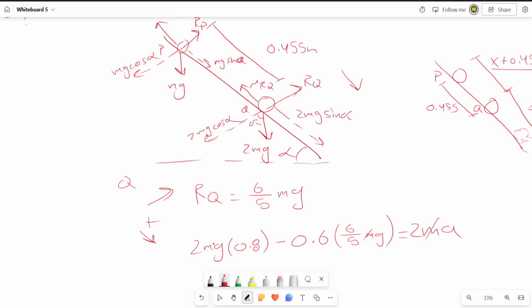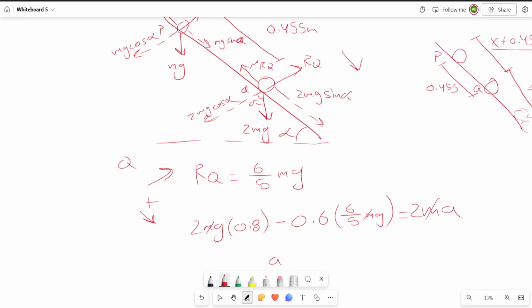So now I can cancel all the m's, and I can get my new acceleration, which is going to be 2 times 0.8 times 10 minus 0.6 times 6 over 5 times 10, and this is 2a equals 44 over 5.